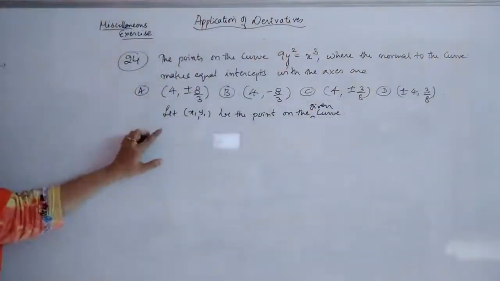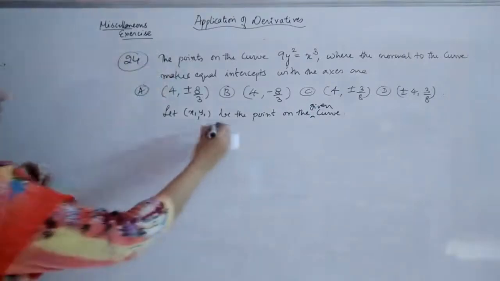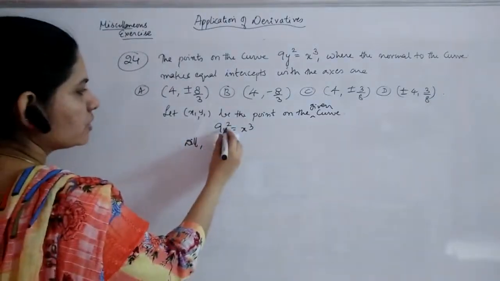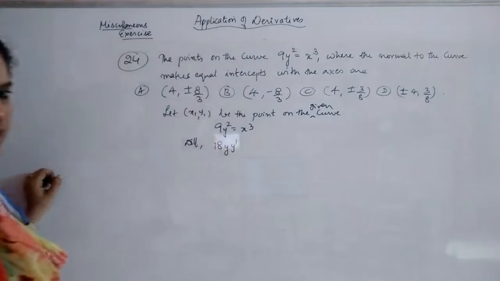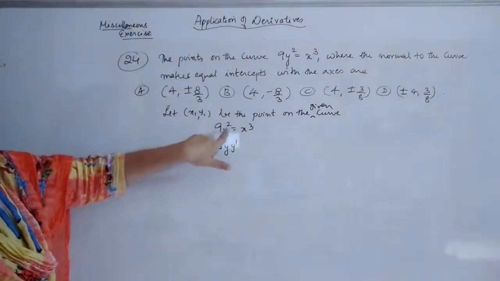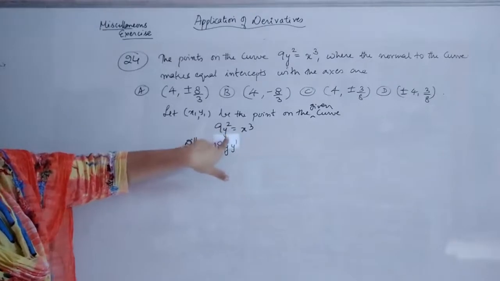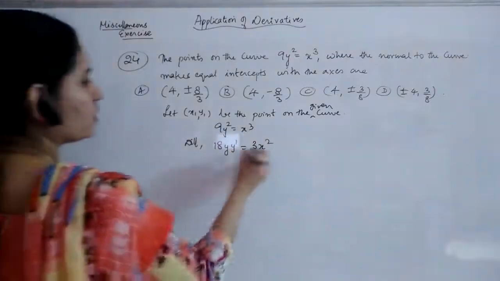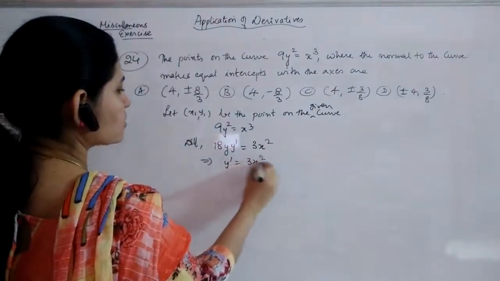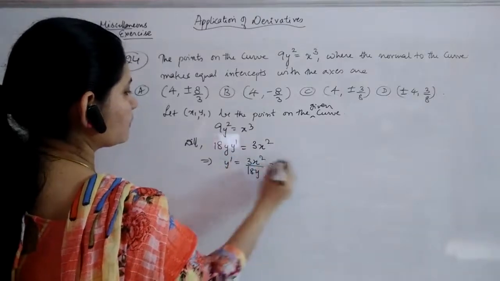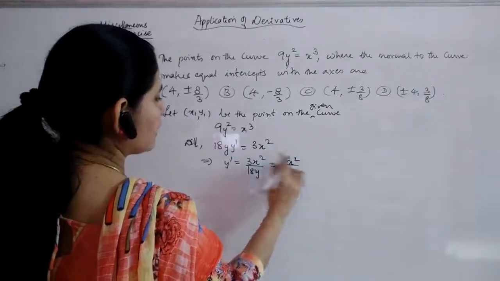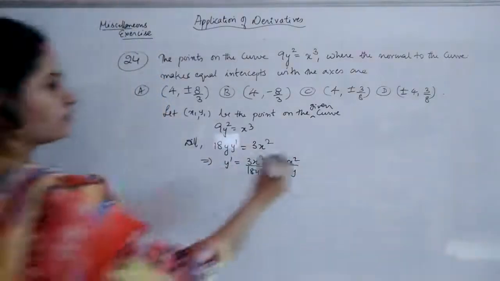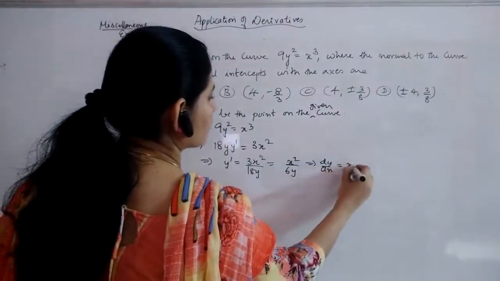Right? Now, you have to start with 9y square is equal to x cube and then differentiate it with respect to x. So this will give you 18y into y dash, where 18 is coming from the derivative of y square. Then differentiate x cube with respect to x, so that will give you 3x square. Okay. So what will be y dash here? y dash is equal to 3x square by 18y, or x square by 6y. Right? y dash is equal to x square by 6y, or dy by dx is x square by 6y.